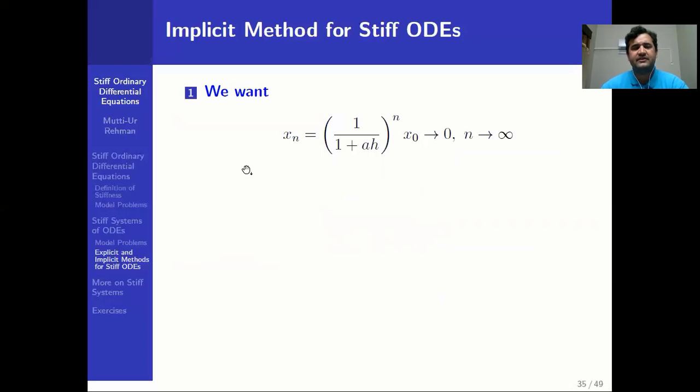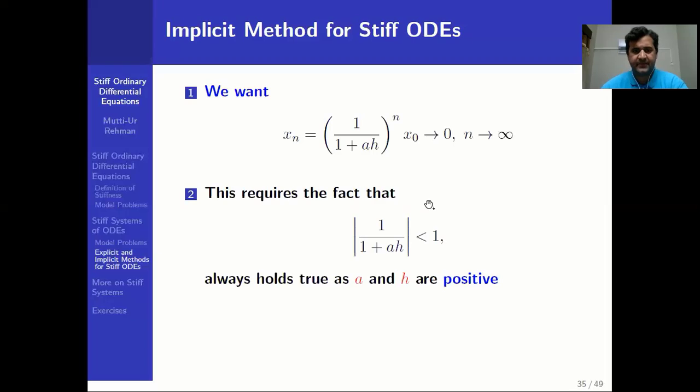And then for the stability, what you want, of course, is that when this fellow is very large, then these solutions, let's say, go to 0. So it depends on the behavior, but let's say you move towards 0 actually. Okay, but this requires the fact that the absolute value of this guy is strictly less than 1 actually.